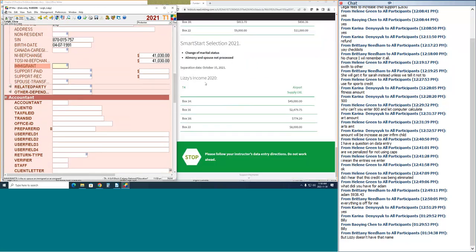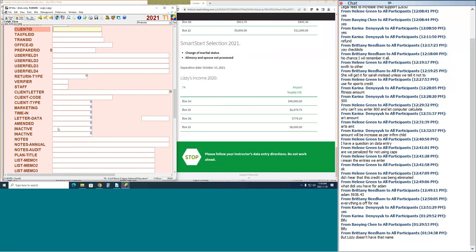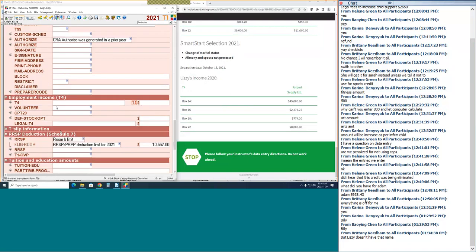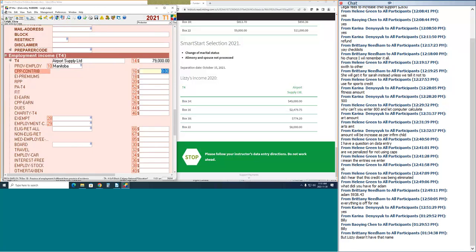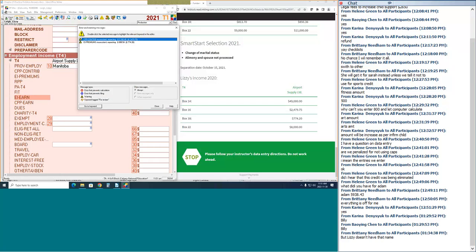Now, sorry, this should say Lizzie's income 2020, but I can go in now and I can do a tax return for her. So I'm going to have a T4, and it's going to be the same company, Airport Supply Limited, and I'm going to have 49,000 and Manitoba, 247,975, 77420, and 8,000 was deducted. And it's going to ask me to double check that number.